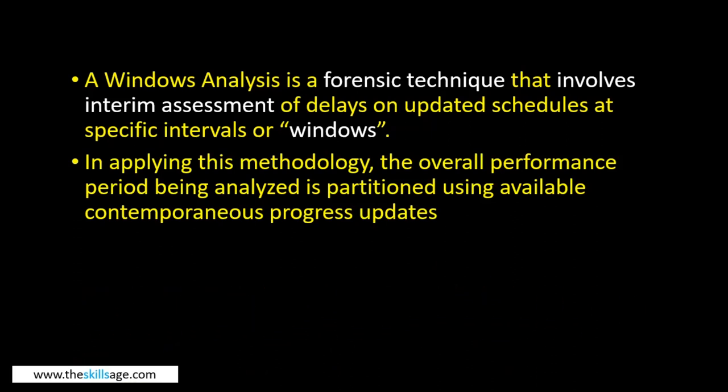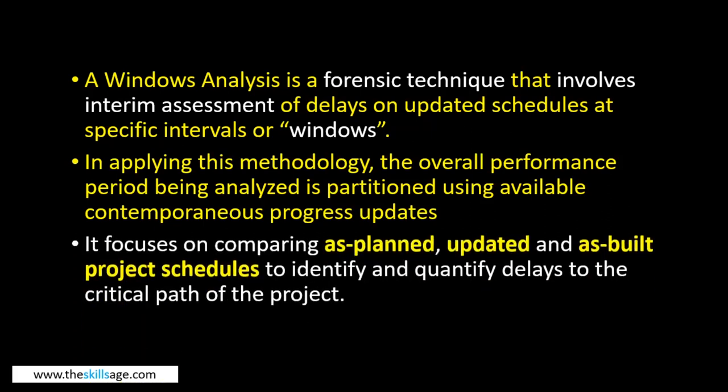So that can help you understand that you need contemporaneous progress records as well as as-built data, and you have to make different kinds of windows of your project schedule. How you have to do that, I will share. It focuses on comparing as-planned, updated, and as-built project schedules to identify and quantify delays to the critical path of the project. How will it happen?